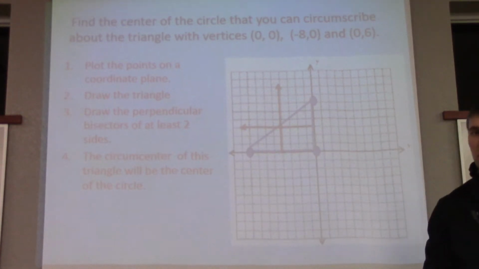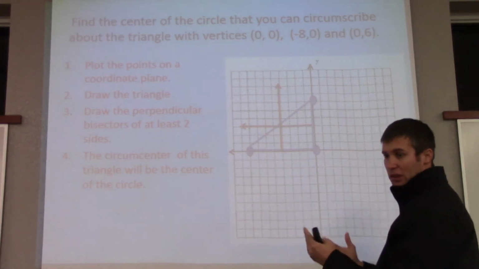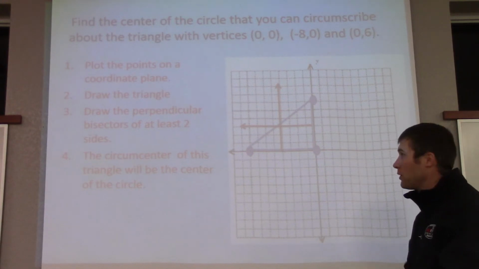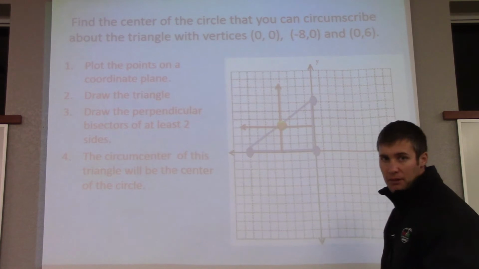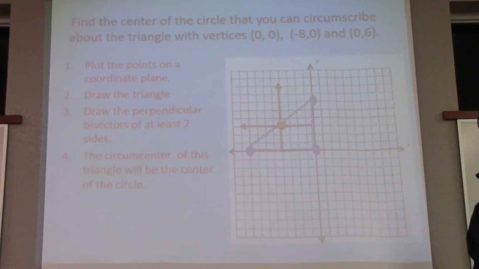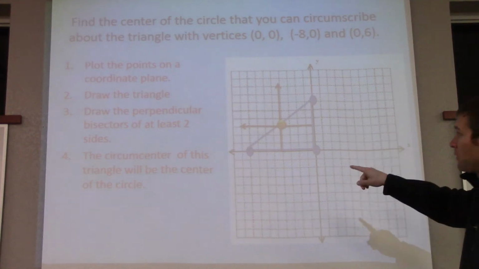Now, I know we went through and said you need to have 3 lines of concurrency. Well, if you know where two lines meet, the third line is going to meet at that same point. So this point right here would be the center of our circle that circumscribes. So now we can draw.